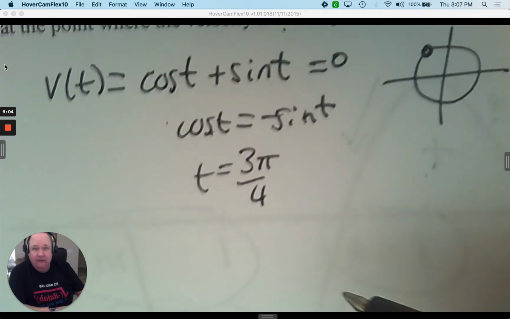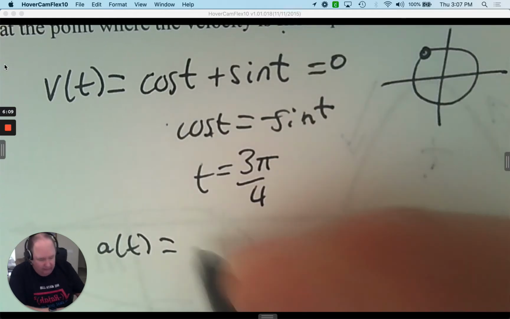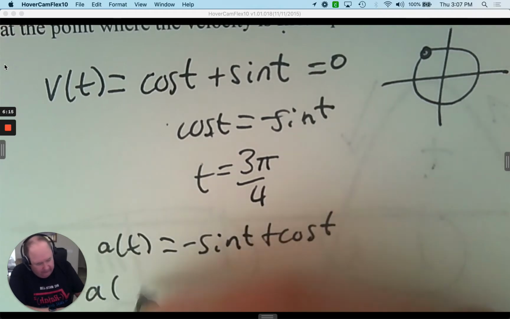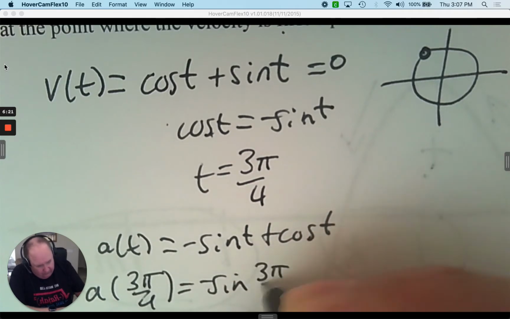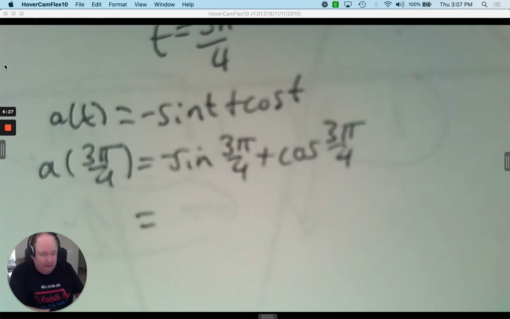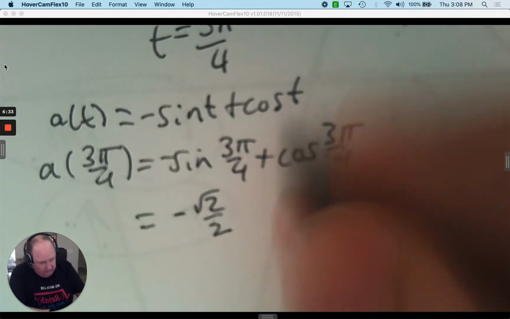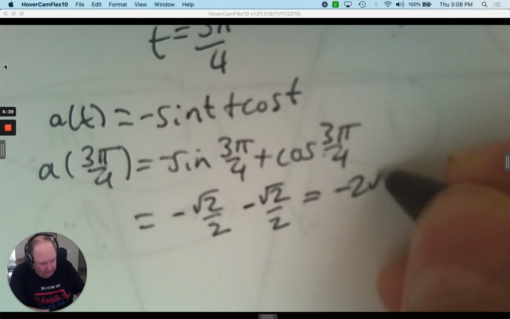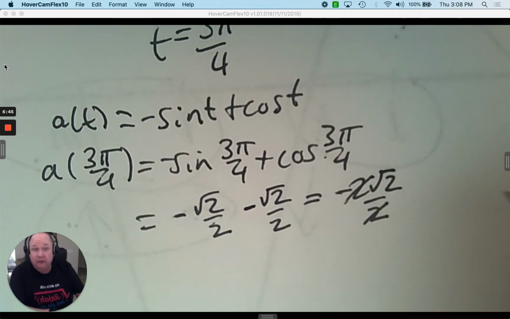Then I find the acceleration. So the acceleration is the derivative of the velocity. That's negative sine and positive cosine. And then you plug in 3 pi over 4. And then you have to know your unit circle. So if you plug in 3 pi over 4, what's the y coordinate at 3 pi over 4? That's root 2 over 2. What's the x coordinate? That's negative root 2 over 2. And then combine them together, you get negative 2 root 2 over 2. The 2's divide out, and the answer is negative root 2.